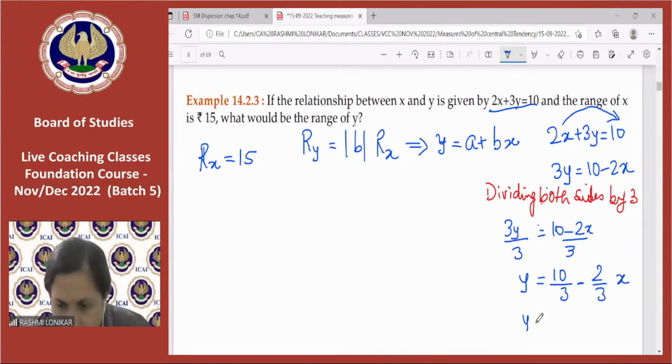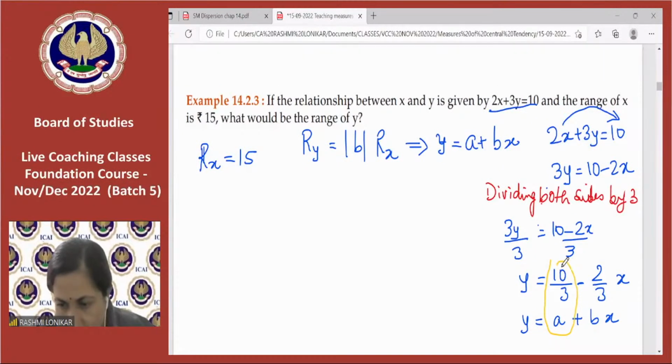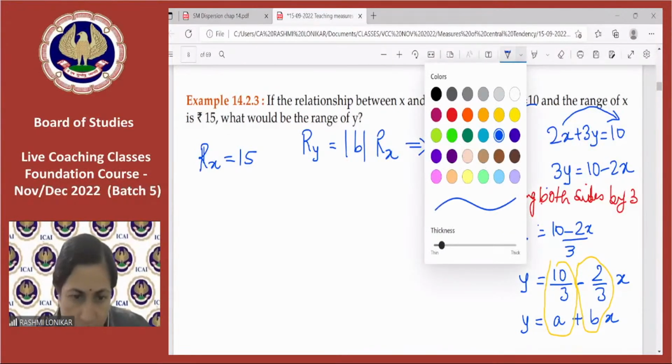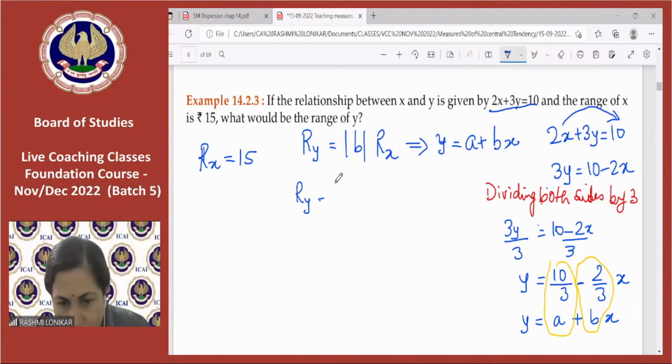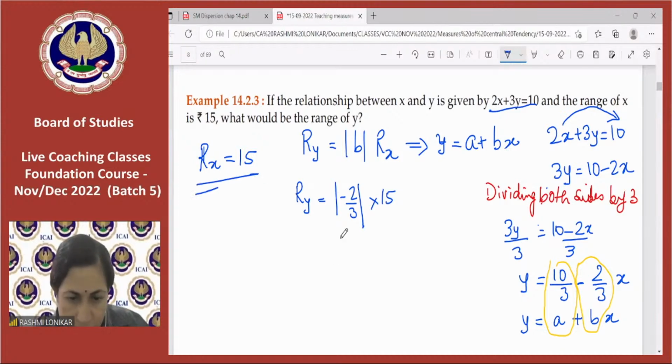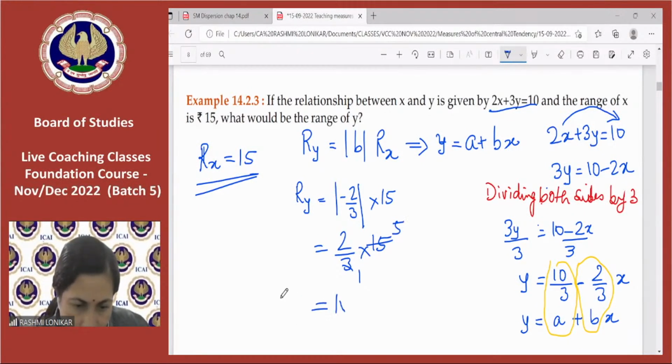Now this equation is in the form y is equal to a plus bx. How much is my a? It is 10 upon 3. And how much is my b? It is minus 2 upon 3. And so I use this: Ry will be equal to mod of minus 2 upon 3 into Rx. Rx is 15, that is given to me. So this becomes 2 upon 3 into 15. 3 fives are 15, 2 fives are 10. So Ry is 10.